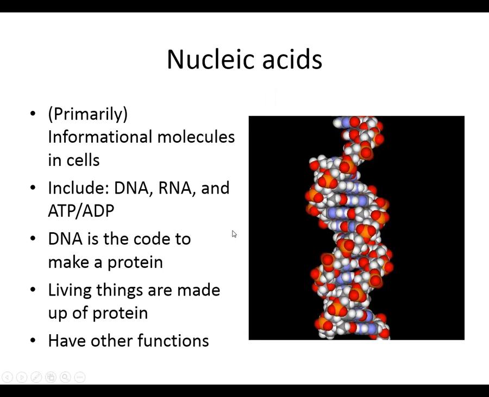Next thing, nucleic acids, yeah? So nucleic acids, that is the primarily, usually, informational molecules in cells: DNA, RNA, and then ATP. Those are your three major nucleic acids. DNA, as we've said, is the code to make a protein. Living things are made of protein, and that's why DNA is important.